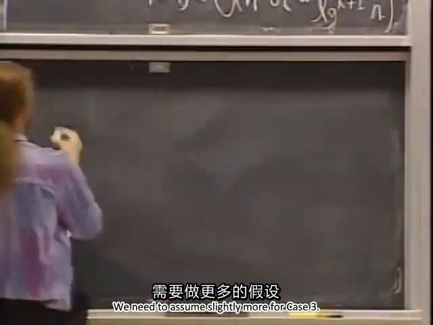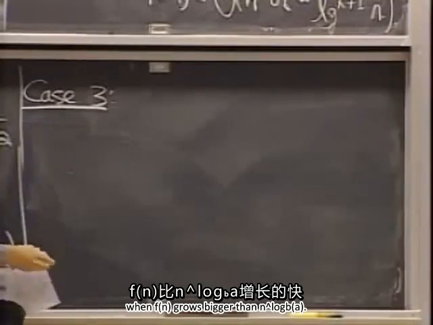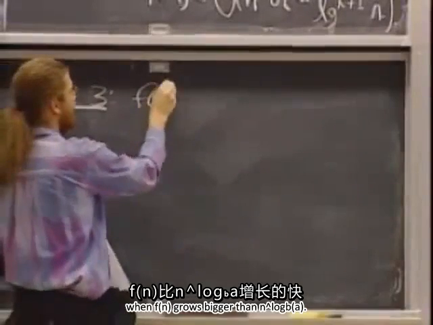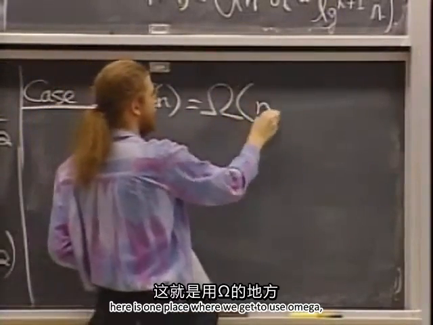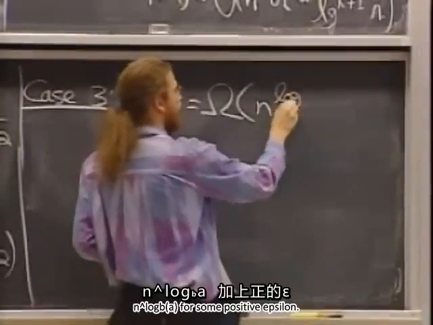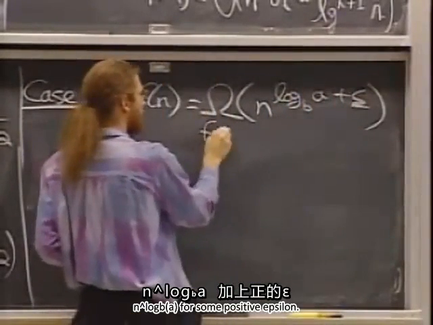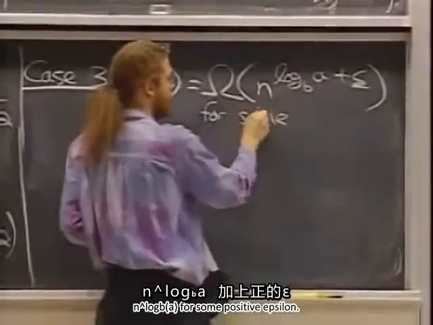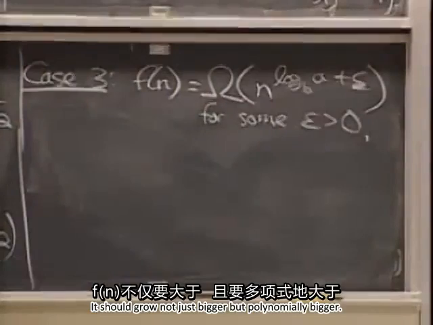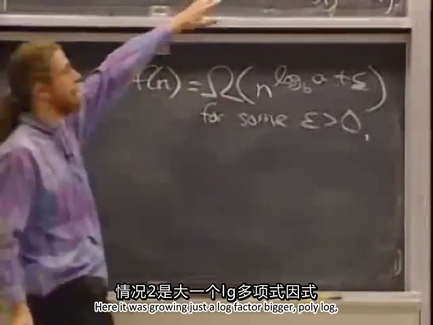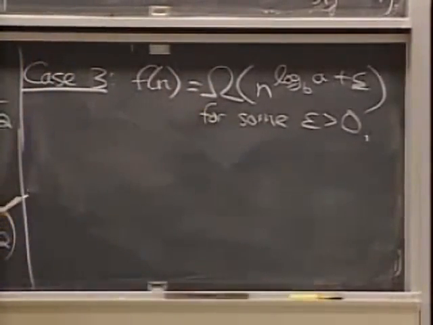We need to assume slightly more for case 3. But case 3 is roughly when f of n grows bigger than n to the log base b of a. So it should be capital omega. Here's one place where we get to use omega. n to the log base b of a plus epsilon for some positive epsilon. So it should grow not just bigger, but polynomially bigger. Here it was growing just a log factor bigger, polylog. Here it's a polynomial factor.